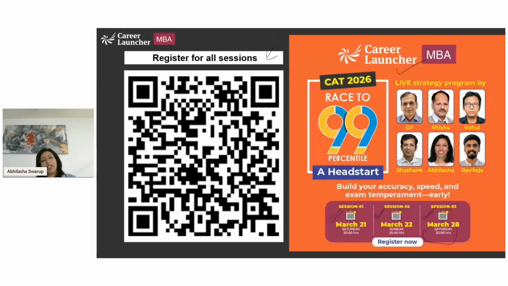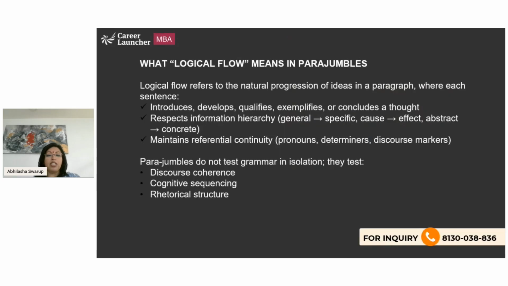All right, let's talk about parajumbles and what logical flow means in parajumbles, because that's what you are learning, right? Logical flow essentially refers to the logical progression of sentences, how one idea in a paragraph goes to another idea, where each sentence will either introduce, develop, qualify, exemplify, or conclude a thought. The idea is that you respect information hierarchy. So you go from a general statement to a specific one. You go from cause to effect. You go from an abstract idea to a concrete idea.